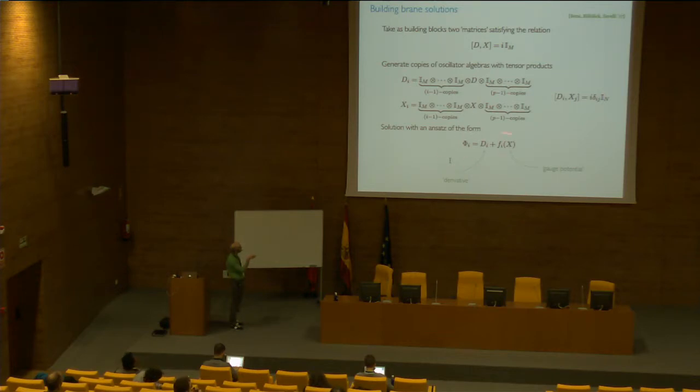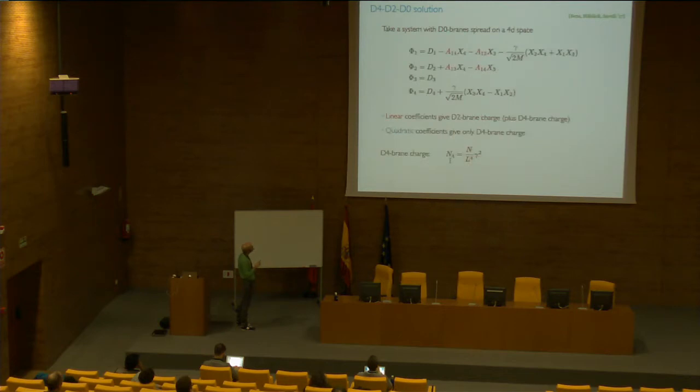So the ansatz we take is of this form. It looks like some sort of covariant derivative, where this is the derivative and this is the gauge potential. So the notion would be that the commutator will be some sort of non-abelian field strength. And last was found in this set of solutions with D4, D2, D0 charge, and the zero branes are taken only to move in 4 dimensions.